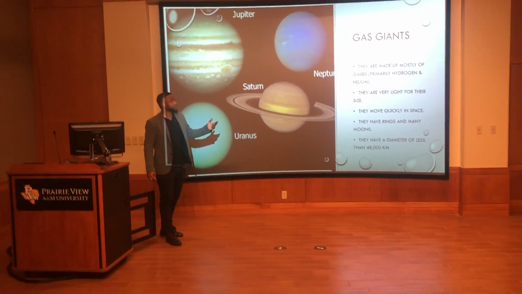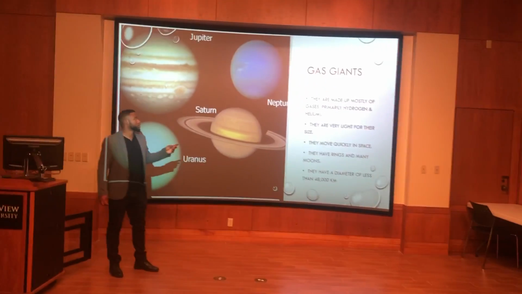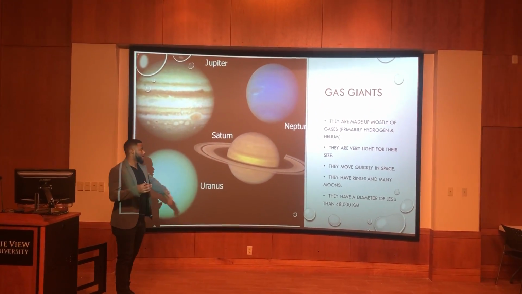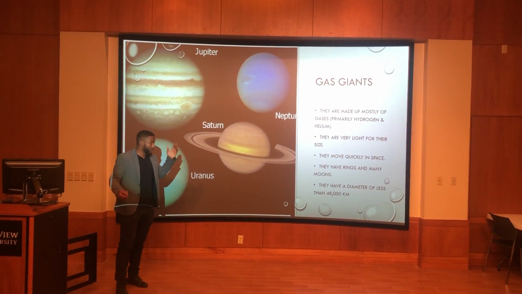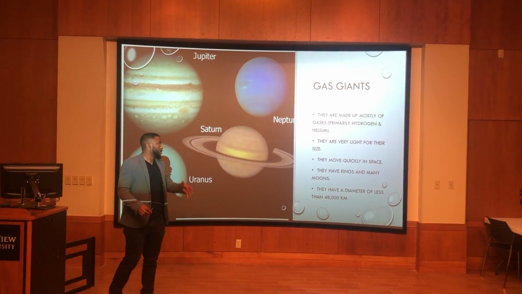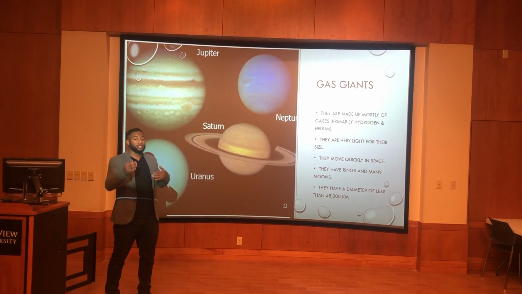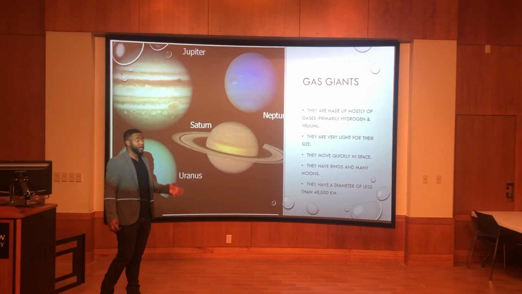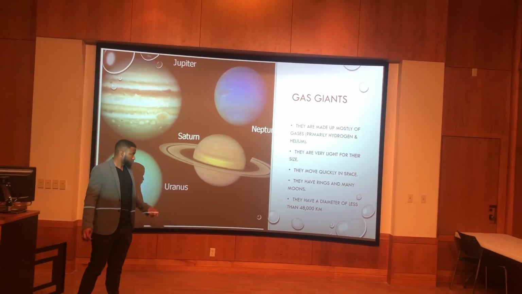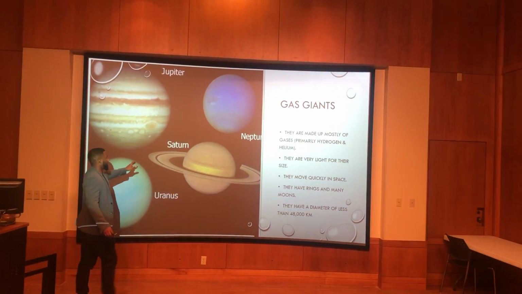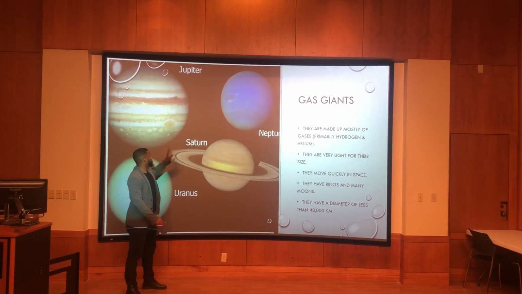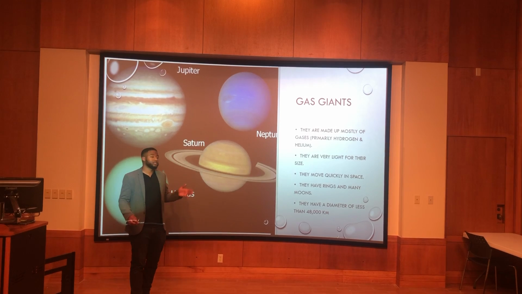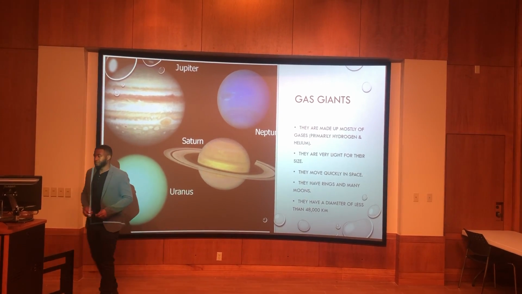So we have our gas giants. Our gas giants are mostly made up of hydrogen and helium. Some of our gas planets are, as you know, Saturn, Neptune, and Uranus. They're very light for their size just because they're composed of some of the gases that are very light in our atmosphere. And they move really quickly in space. They have many rings. You can see Saturn has many rings; around Neptune you just can't see them. And they have a diameter less than 48,000 kilometers.